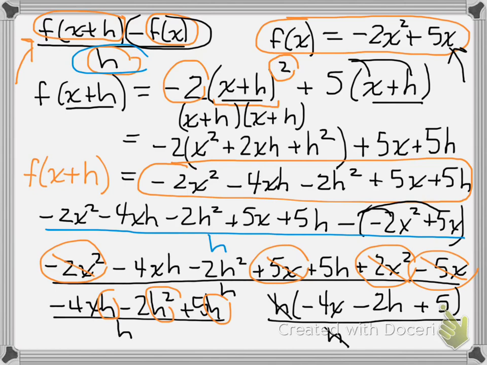And now we are finally at our answer, negative 4x minus 2h plus 5. So again, it's the same idea as what we did in the previous example with linear equations, but it's just a little bit more complicated, takes a few more steps to get to the end.